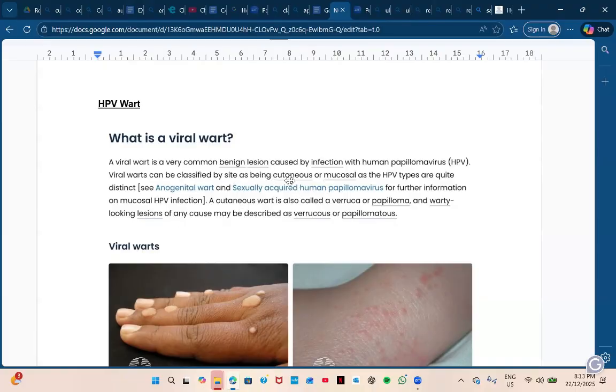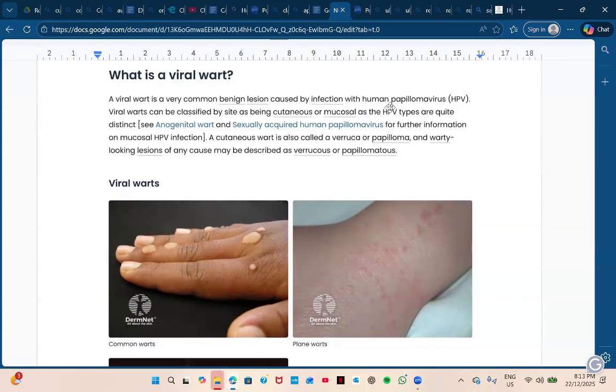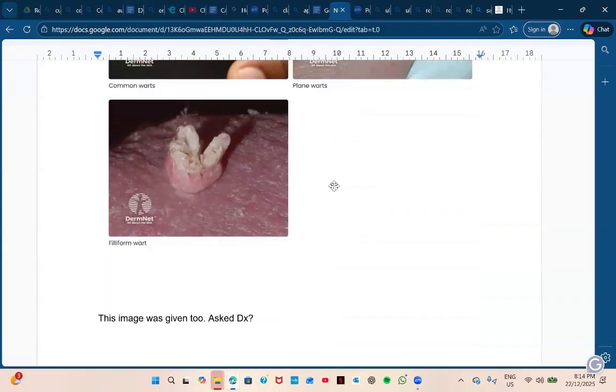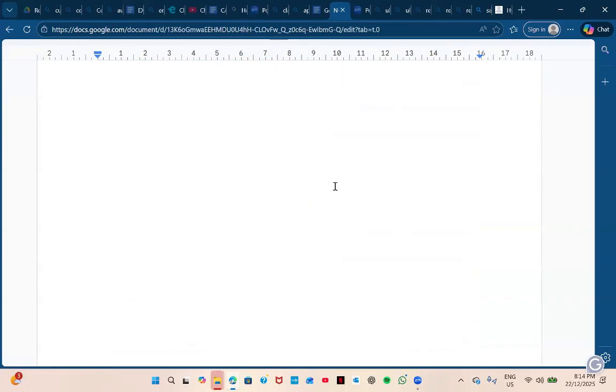Benign, it can be classified as cutaneous and mucosal, as the HPV types are quite distinct. Genital warts, we all know there are different types of warts in HPV. The cutaneous warts are also called verruca or papilloma, and warty-looking lesions can be described as verrucous or papillomatous. Just remember these other names for HPV cutaneous warts. These appear like this, different, right?